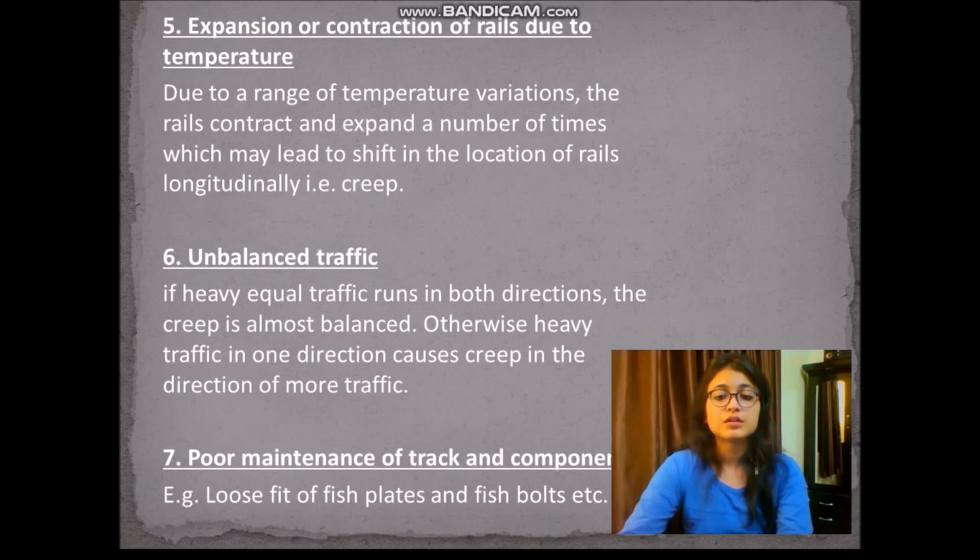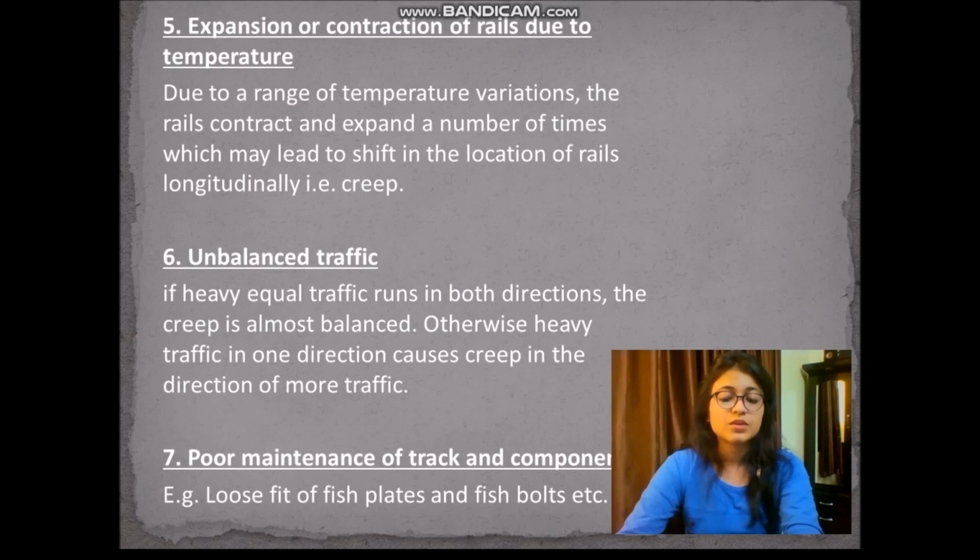Next is unbalanced traffic. If heavy equal traffic runs in both directions, the creep is almost balanced. Otherwise, heavy traffic in one direction causes creep in the direction of the more traffic. If traffic is equally traveling in both directions, heavy traffic equally balanced in both directions, then creep is almost balanced. If traffic is balanced in both directions, then as much as the rail has gone forward, it might come backward by the same amount.